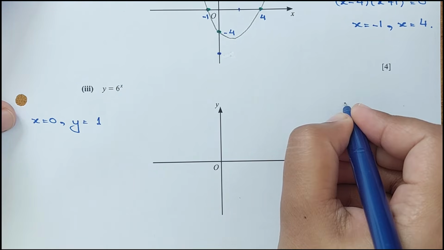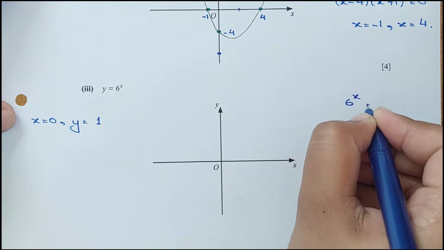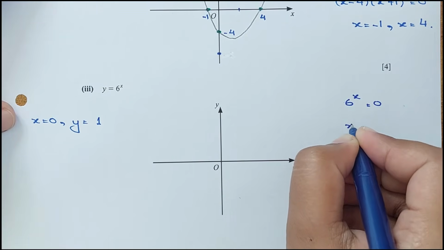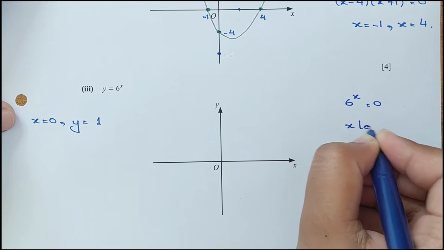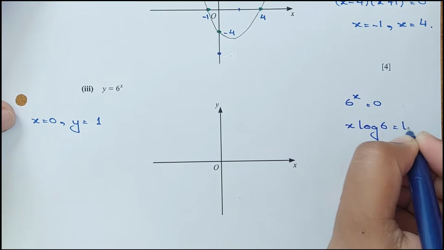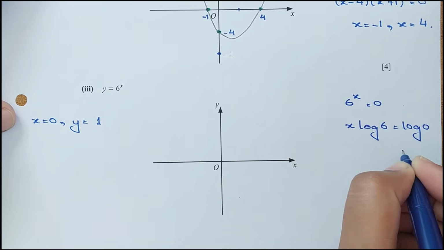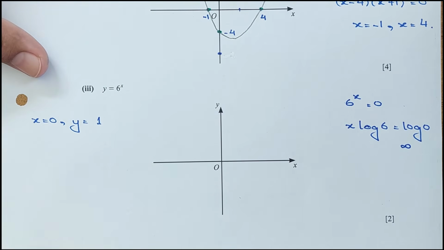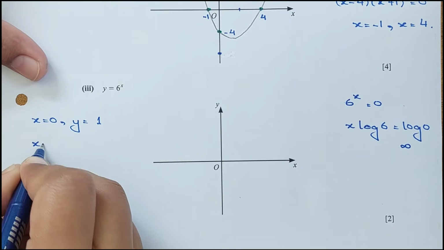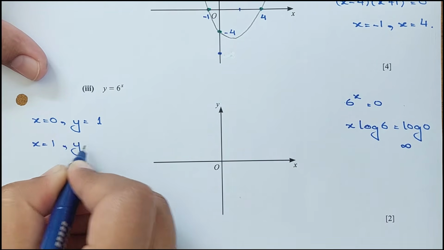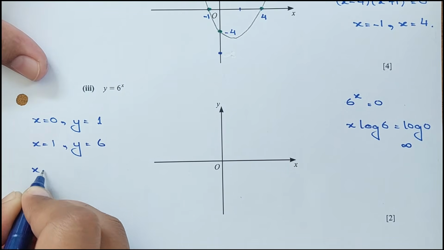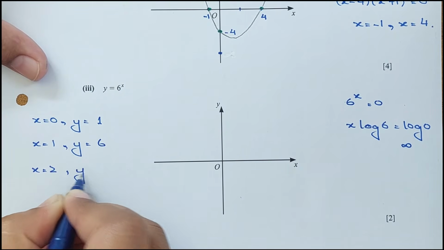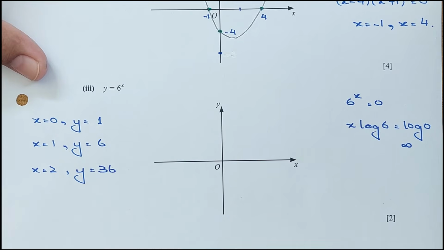And when y equals 0, 6 power x equals 0, and x log 6 equals log 0. Log 0 is infinity, so there is no other intercept. The y-intercept is 1. So when x is 1, y is 6. When x is 2, y is 36, and so on.